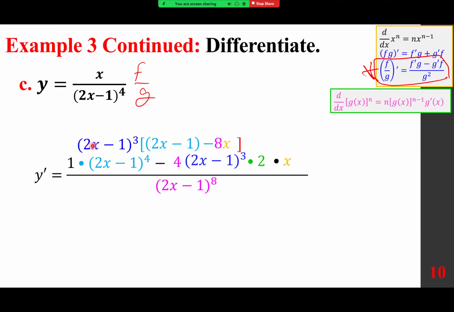The exponent 3 completely goes away, and the exponent over here becomes 5. So this would be the denominator, 2x minus 1 to the power of 5. The numerator would be 2x and minus 8x combined into negative 6x minus 1.